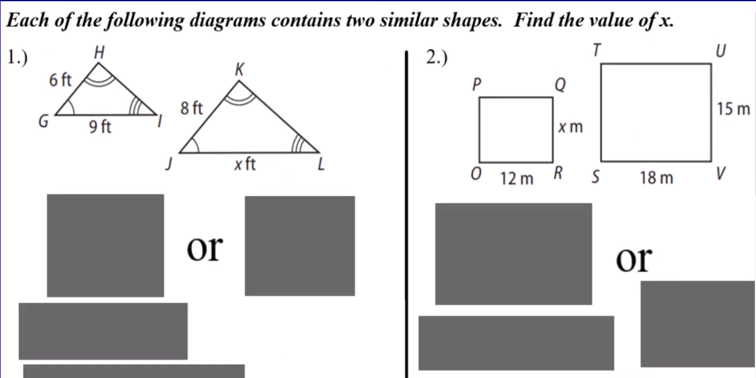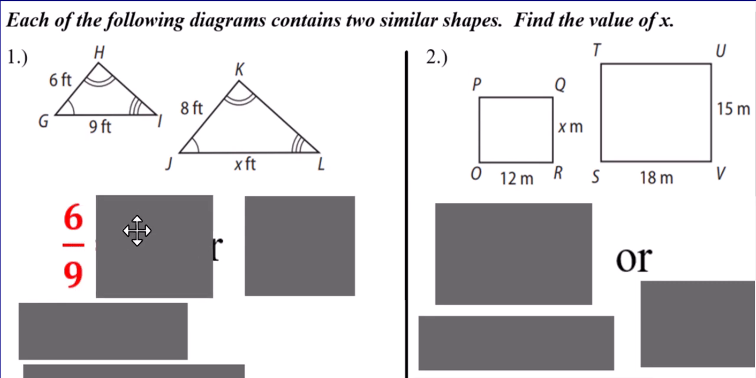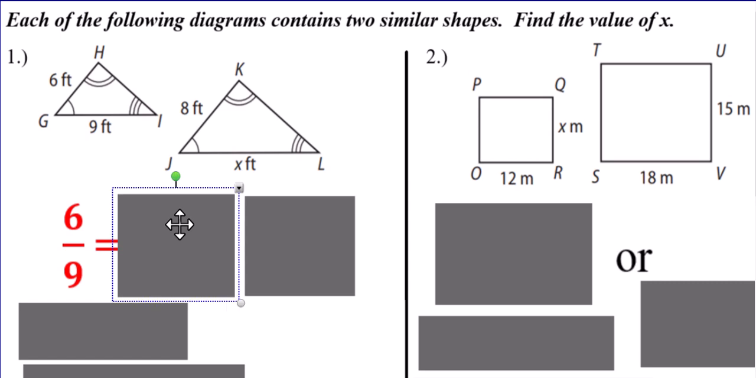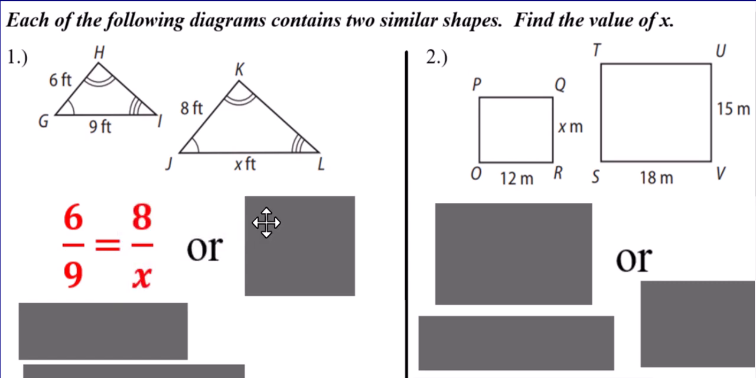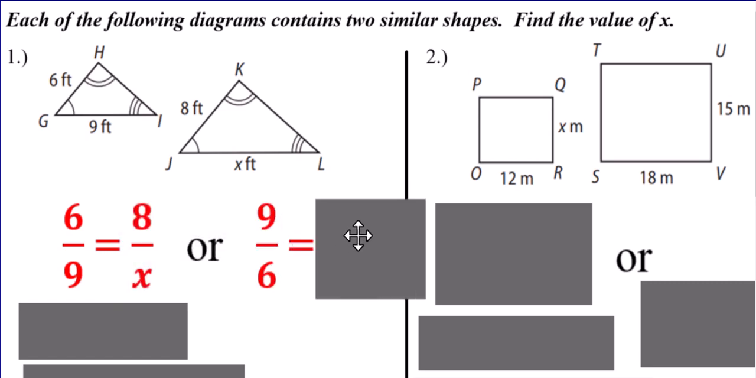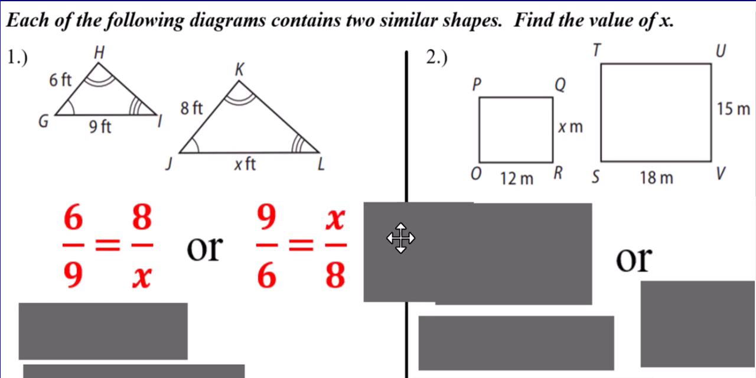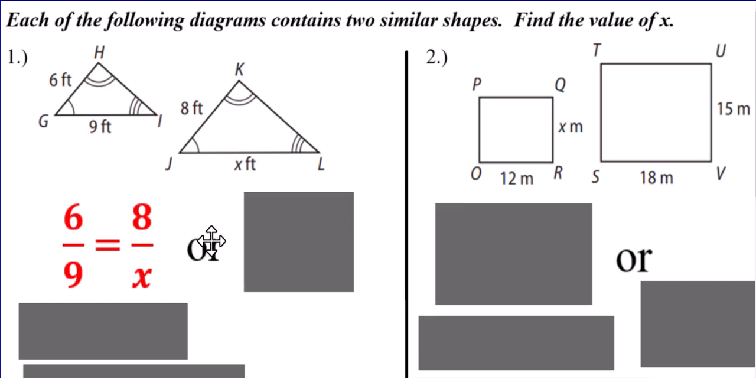All right, let's just do one more together real quick. We got next page, problem numbers 1, 2, 3, 4, and 5. Each of the following diagrams contains two similar shapes. Find the value of x. I'm going to go ahead and write the first fraction as 6/9 equal to, hit pause real quick, set up the second fraction in the same way as the first. Did you already do that? You should have had 8/x. Now, if you did 9/6, then you would have had x over 8.